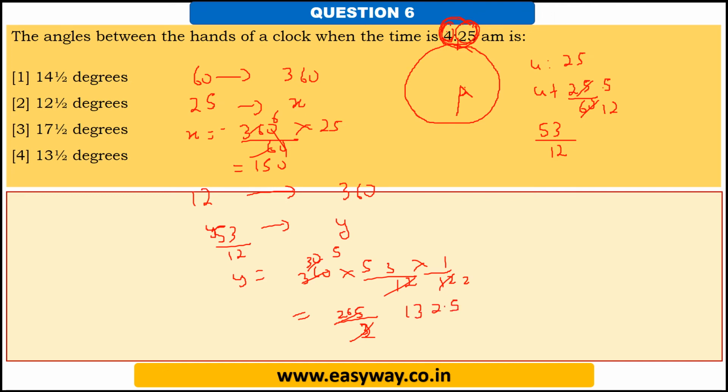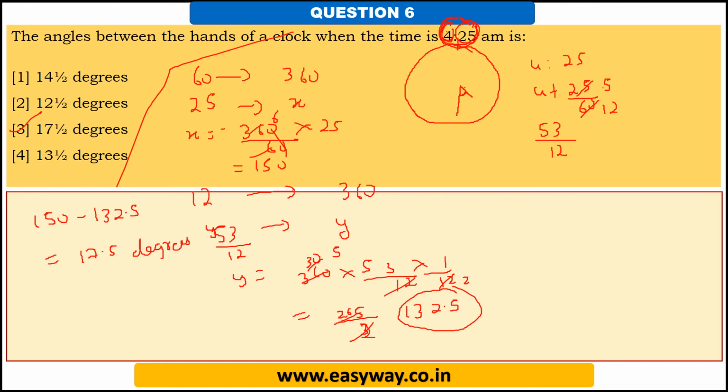So now we have to find the angle. This angle will be what? The angle covered by the minute needle minus the angle covered by the hour needle. So that will be 150 minus 132.5, that is equal to 17.5 degrees. So the answer here is 72.5 degrees. Option number 3 is the correct answer.